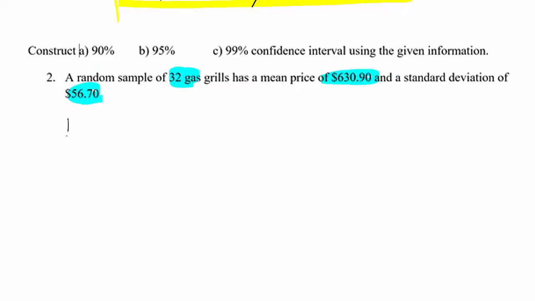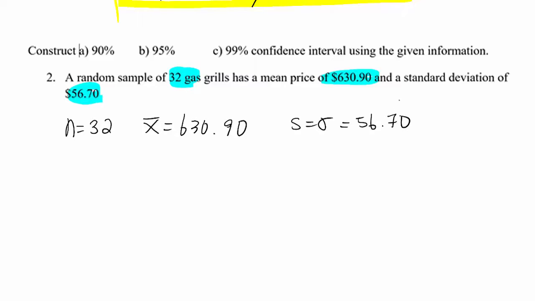So we can say n equals 32, x bar equals 630.90, and the standard deviation equals 56.7. If you look here, I actually make s equal to sigma, right? If the sample is large enough, which means the sample size is at least 30, we always assume or treat the sample and population standard deviations as equal to each other.